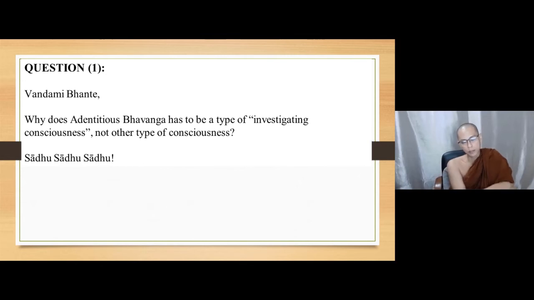That is why the scholars, or maybe this comes from those who already understood the process by their own mind. The Abhidhamma was identified by the Arhats, those who have the supernormal power to identify consciousness. They found, maybe, that only this type can perform it. That's why they say the investigating consciousness performs the adventitious Bhavanga. But the reason is not discussed in that explanation.